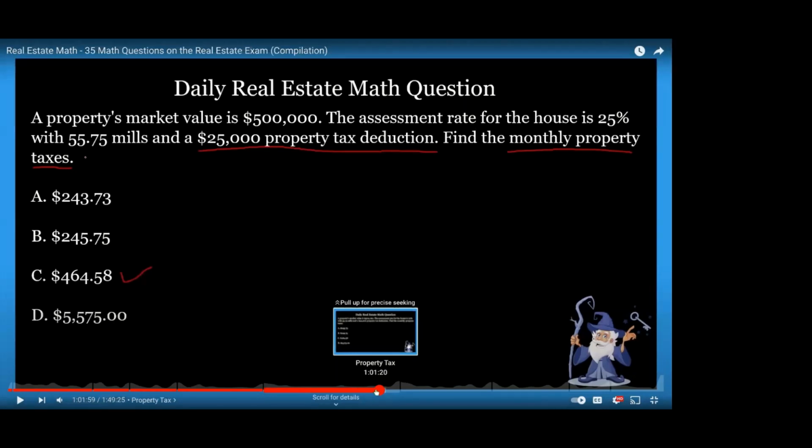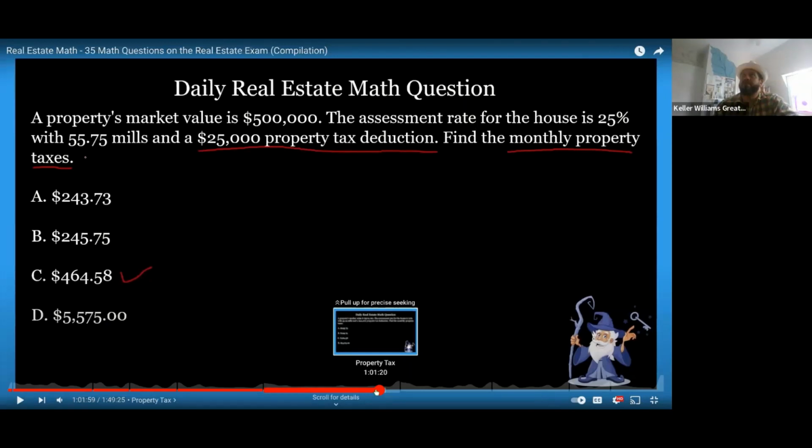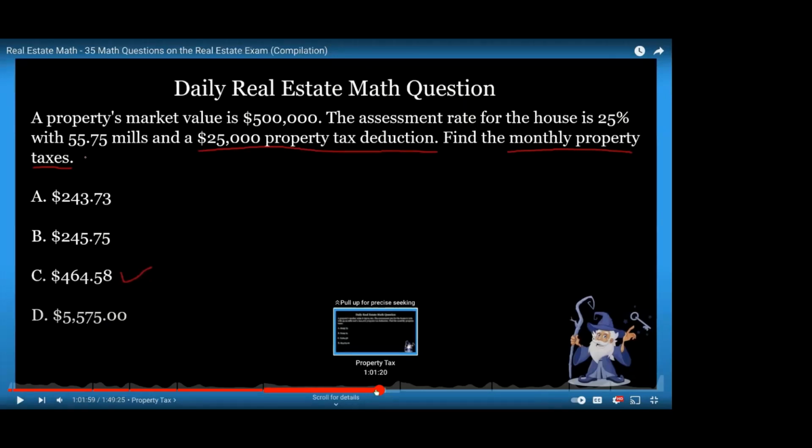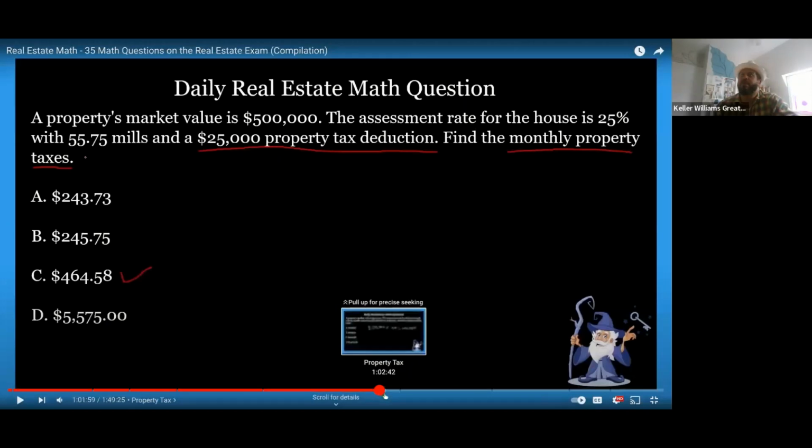Can you hear me? I can hear you. All right, you got $500,000. You want to multiply that by 25%, and you're going to get whatever number that is. Whatever number it is, you want to subtract $25,000 from it. Now you take 55.75 mils and divide that by 1,000. That gives you the percent number. Take that percent number and multiply it by the first number you just got, and that's how you're going to get the answer. That is correct. Way to go.